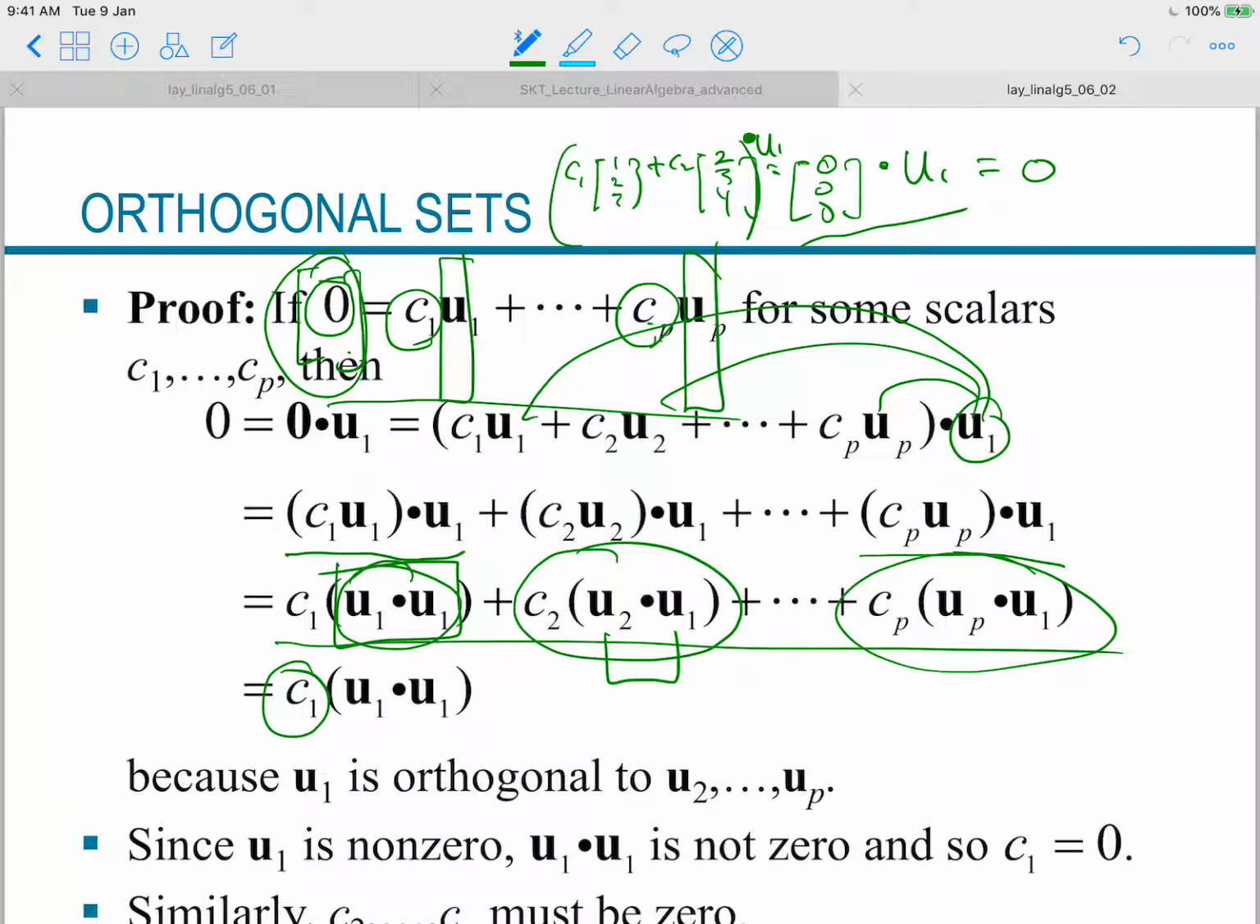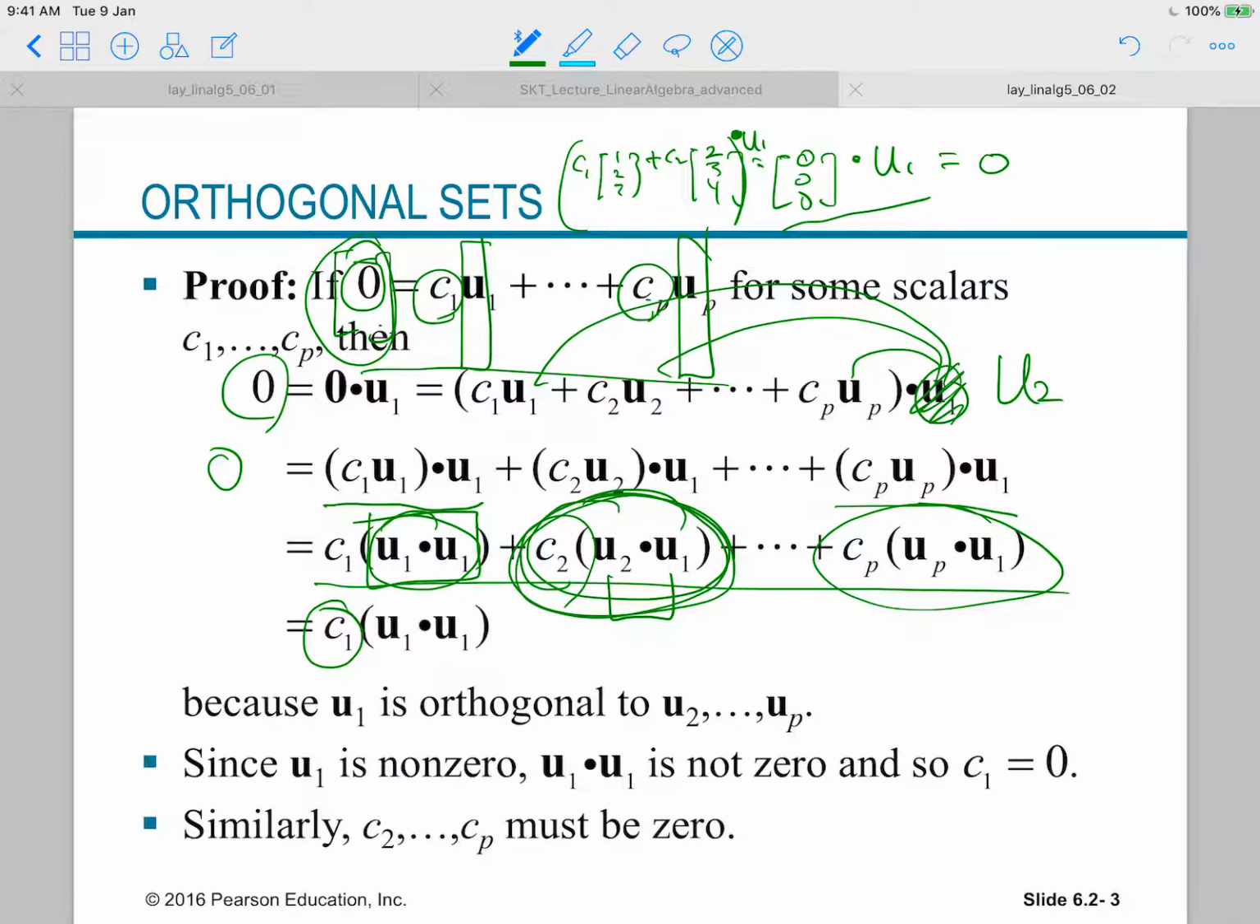And then likewise, instead of multiplying with U1, let's compute the inner product with U2. And then now this one will be the only term that remains, and so the left hand side will still be 0, and so C2 will be 0, right? And so we can easily conclude that C1 through CP, all of them are 0. So we have no way to escape from this trivial solution for this homogeneous linear system.